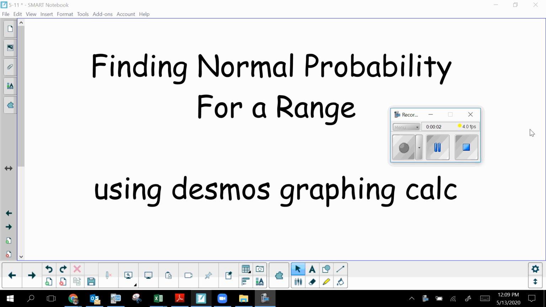In this video, we're going to take a look at finding normal probability for a range, specifically when the range does not create a situation where you're looking at perfect or whole integer standard deviations from the mean. So we're going to look at how to do this using a graphing calculator, specifically Desmos. You can do this by hand. You can use a z-table and calculate z-scores, but we're going to take a look at how we can use technology.